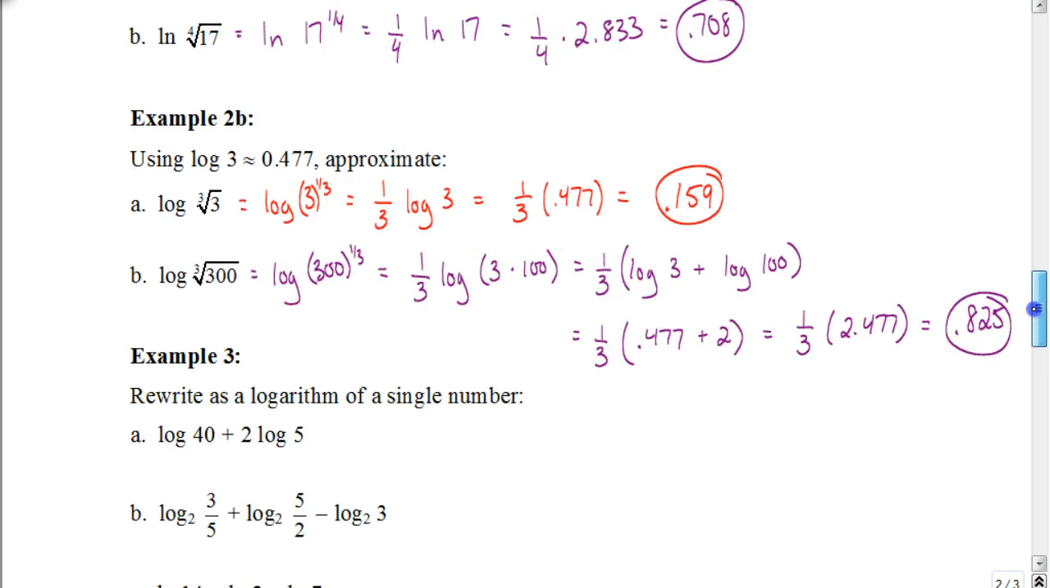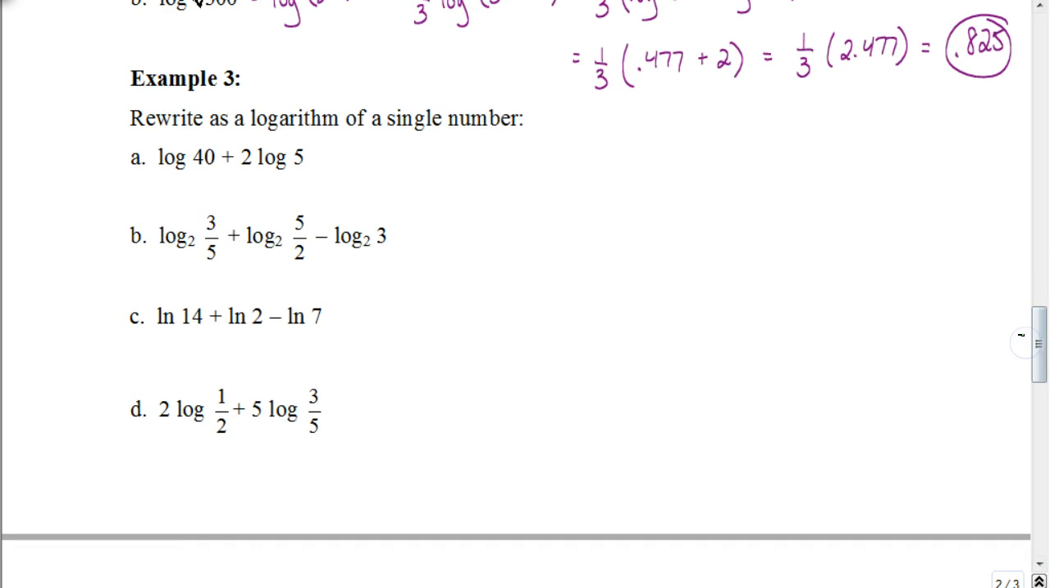Now the next example that we're going to look at is going to be taking multiple logarithms and writing them as the log of a single number. It's kind of like the order of operations when we're trying to simplify something, and we always look to simplify exponents first. So we're going to do the same thing here. This 2, remember, is an exponent for that 5. So I'm going to write this as the log of 40 plus the log of 5 squared. And yes, 5 squared is 25. So to save myself some writing, I'm just going to change that to 25.